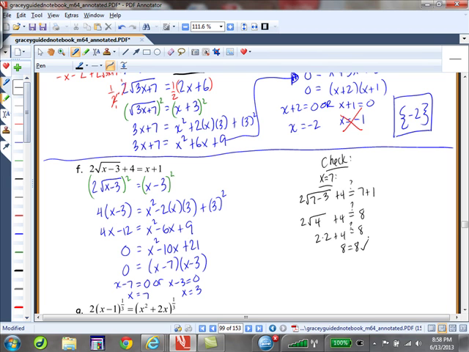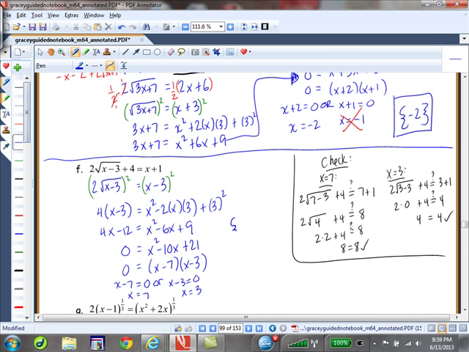And then if we check x equal to 3, we have 2 times the square root of 3 minus 3 plus 4, is that equal to 3 plus 1? So this will be 2 times 0 plus 4, is that equal to 4? 4 does indeed equal 4, so that one checks out. So then we put our solutions in roster notation, and our solutions were 3 and 7.